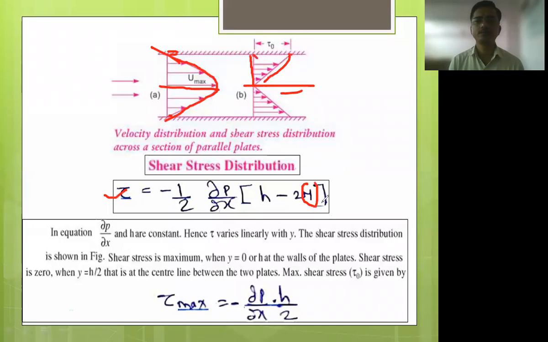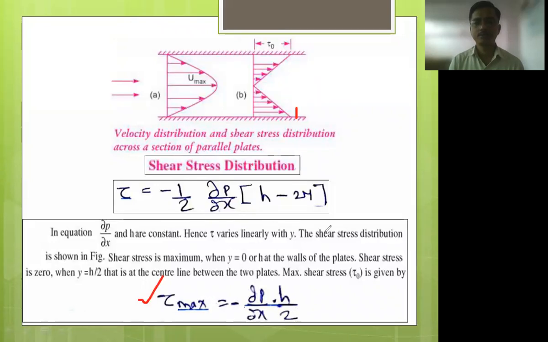what will we get here? We will get the maximum shear stress. So what is the value of maximum shear stress? h is varying from here. What is the maximum value for the shear stress? Tau max is equal to. This is the equation for tau max.